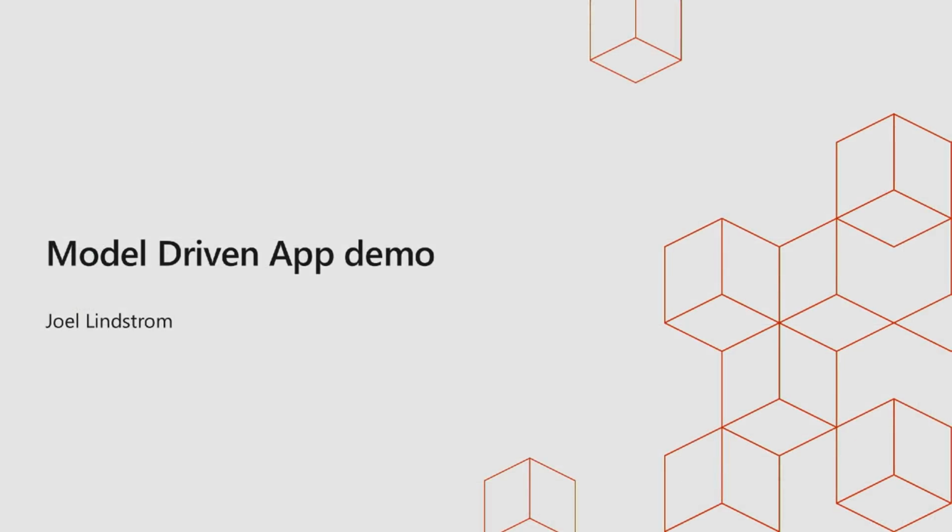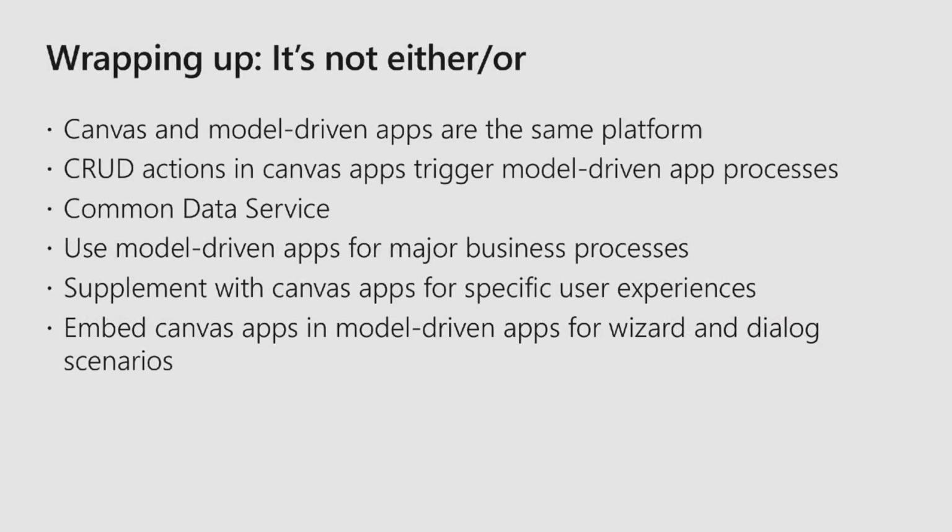And so just to wrap it up here, Canvas and model-driven apps, same platform. It's not wrong, it's just different. Remember that CRUD actions in Canvas apps trigger changes in model-driven apps. What I mean by that, if you have a workflow or a plugin or something in your model-driven app triggered off of a certain event, like a field getting updated, somebody updates it from a Canvas app, that applies there as well. The common data service is what ties it together.